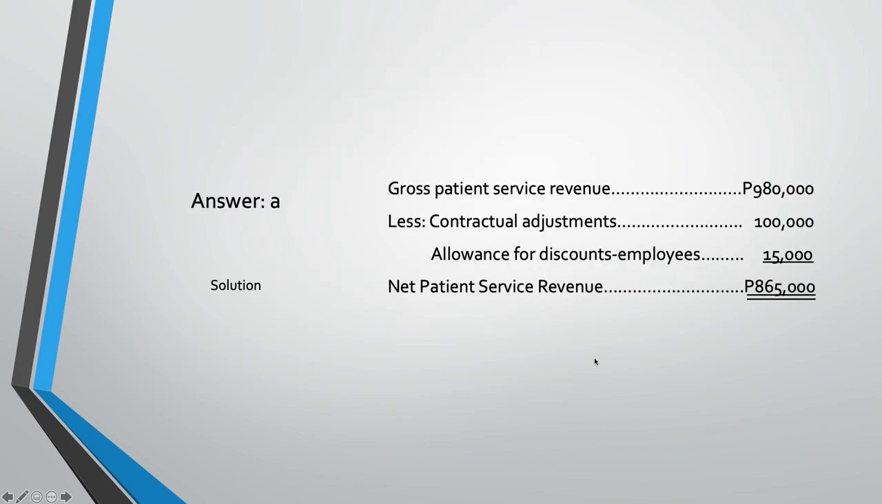A, so this is how it's computed. Okay, 980 less contractual adjustments of 100,000 and then allowance for discounts of employees of 15,000. Therefore, the net patient service revenue is 865,000. Good, good. All right, so that's it.